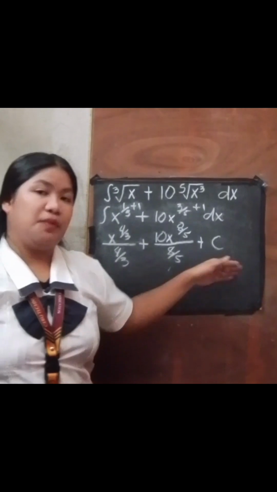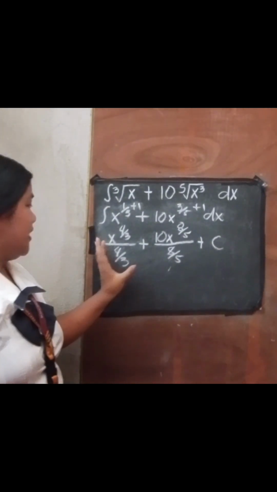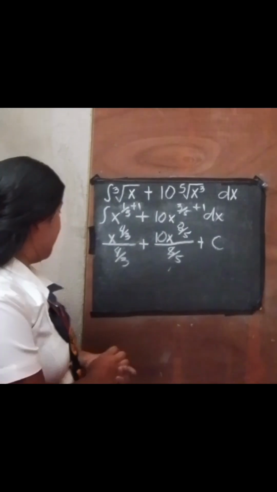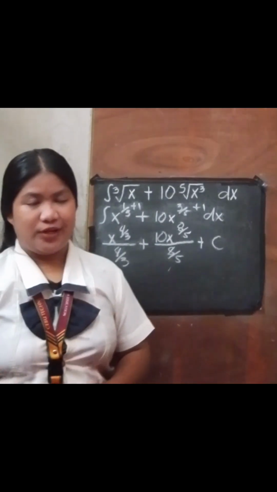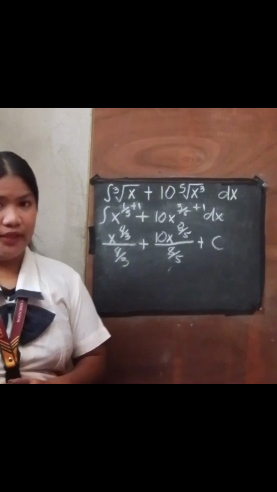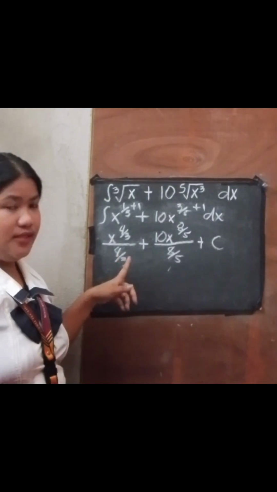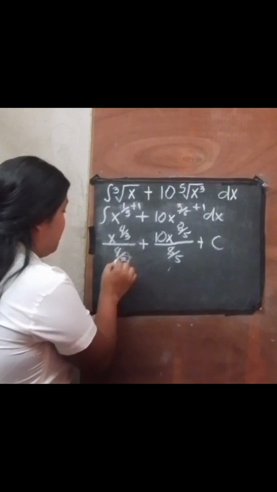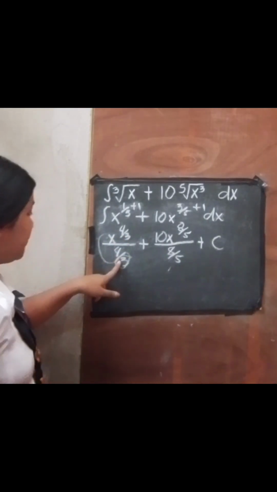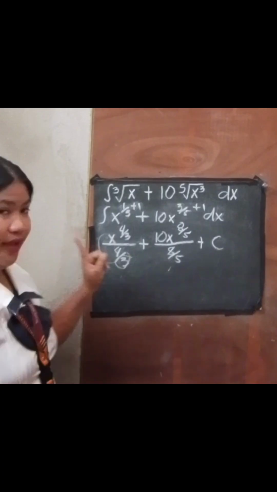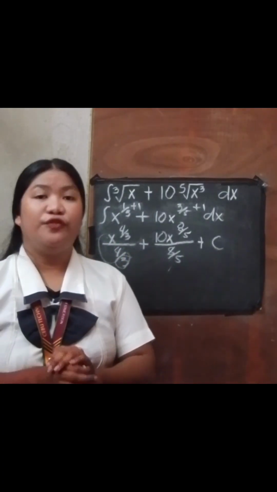Don't forget the plus c here. Since there is a fraction in the denominator, dividing by a fraction is the same as multiplying by its reciprocal. So we reciprocate the fraction, and we multiply the 3 by the numerator. So it becomes 3 times x, which is 3x.